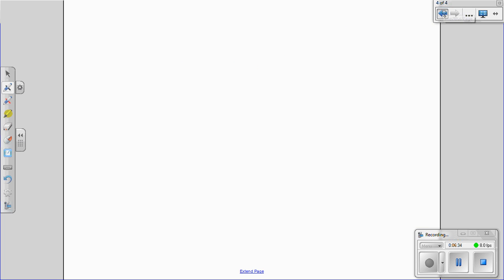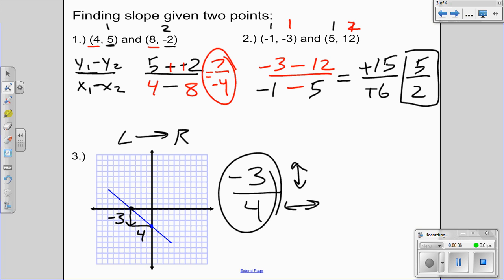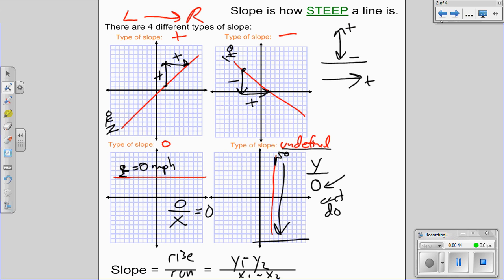All right, so that's really all we have for the slope. Just a quick review, and then you could do some practice and find it. But we want to be able to find it algebraically, and we want to be able to find it on a graph. And we also want to be able to understand the difference between positive, negative, 0, and undefined. Okay? So those are the things we're looking for.